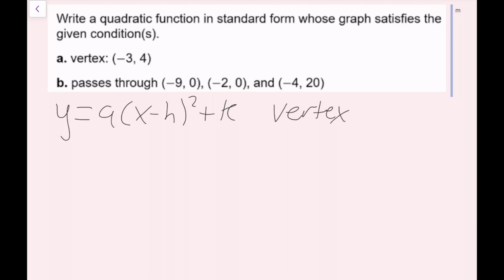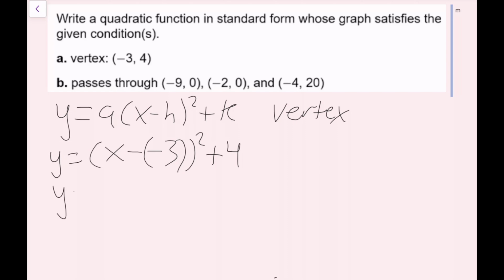So remember, in vertex form, h is the x value of the vertex, and k is the y value. Since I'm plugging in negative here, it's going to be a double negative, which is going to change to a positive, but we'll see that as we plug it in. So y equals, I'm plugging in 1 for a, so I really don't need to plug in anything. And once again, you could have plugged in whatever you want for a besides 0, times x minus negative 3 squared plus 4. Okay? So now all I have to do is make this look a little nicer. Minus a negative is a positive, so that's y equals the quantity x plus 3 squared plus 4.